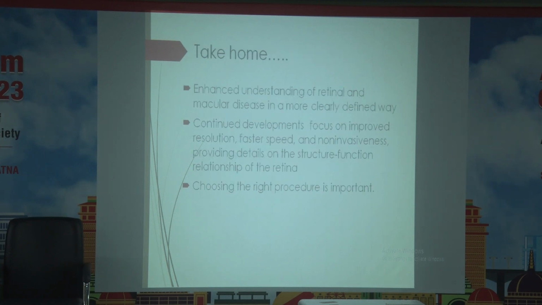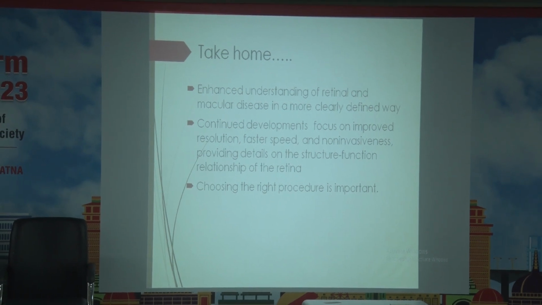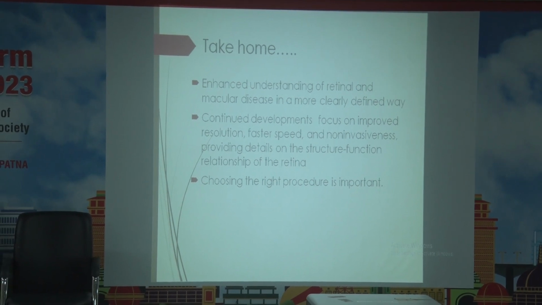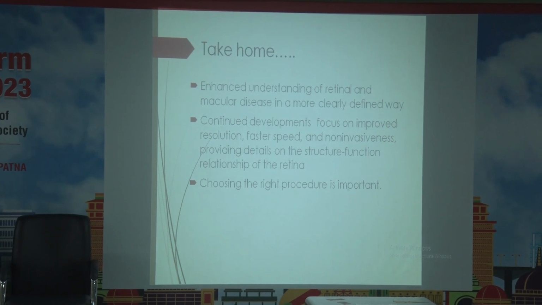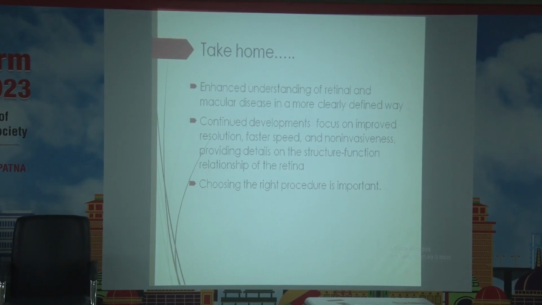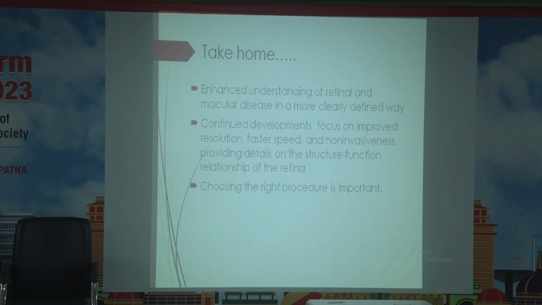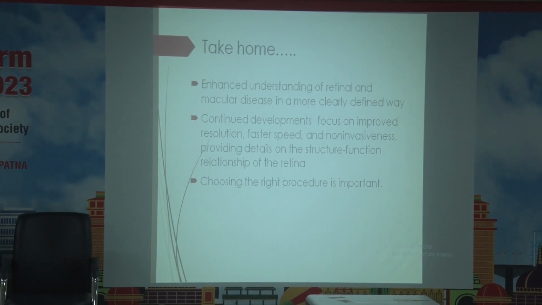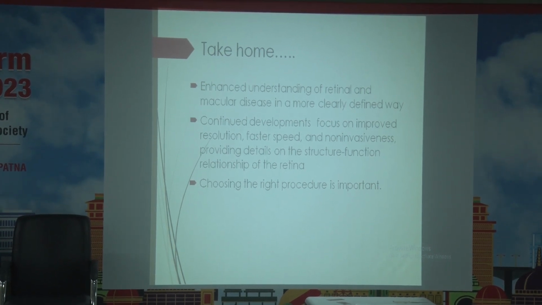So coming to the conclusion, we achieve enhanced understanding of retinal and macular disease in a more clearly defined way using the different imaging devices. The continued development and focus on improved resolution, faster speed, and non-invasiveness, providing details of the structure, function, and relationship of the retina, is the primary goal of all these imaging devices. And the role of the clinician is to choose the right procedure and to correlate it clinically.